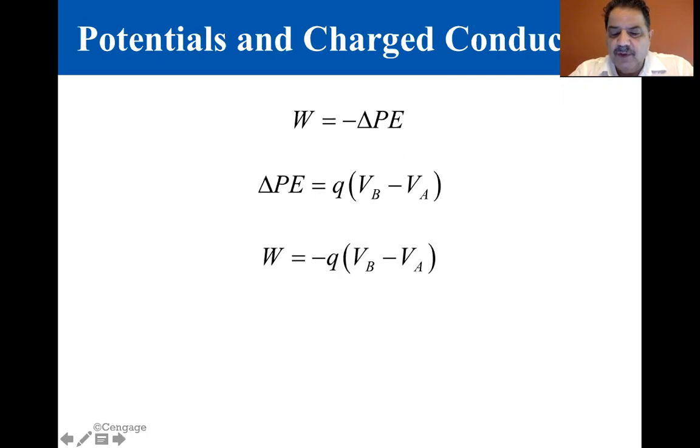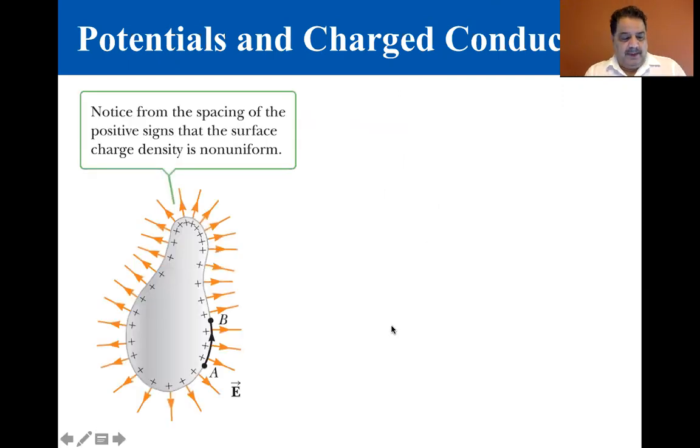Notice that this means no net work is required to move a charge between 2 points that are at the same electric potential. In mathematical terms, this result says that W equals 0 whenever VB equals VA, in which VB minus VA equals 0.